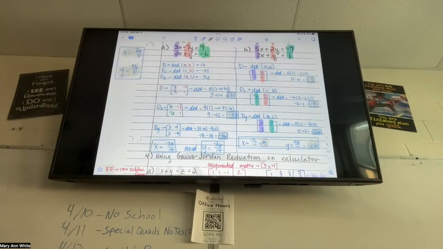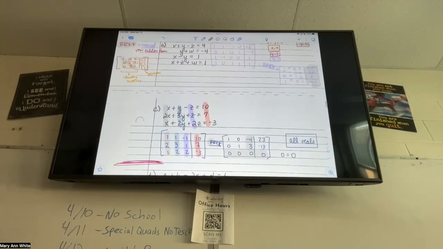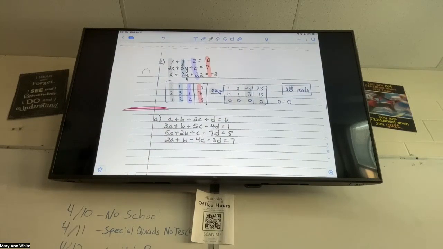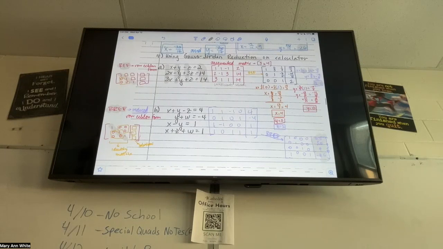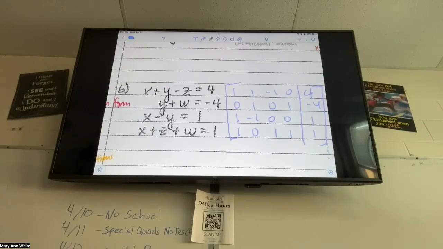Okay, we're gonna jump to the very last problem on this packet. So we've done everything. We just have letter D that we need to do. It's still Gauss-Jordan reduction. It's still RREF. So I want you to start by doing an augmented matrix, and then I want you to do RREF of that in the calculator. If you remember, an augmented matrix looks something like this.